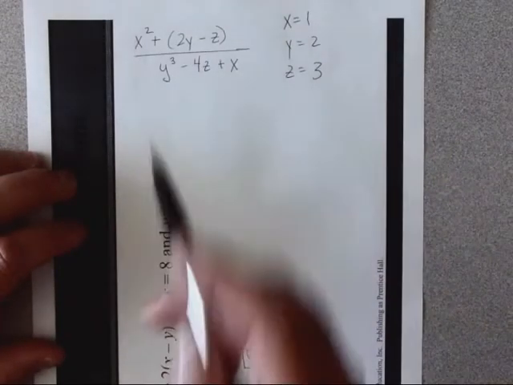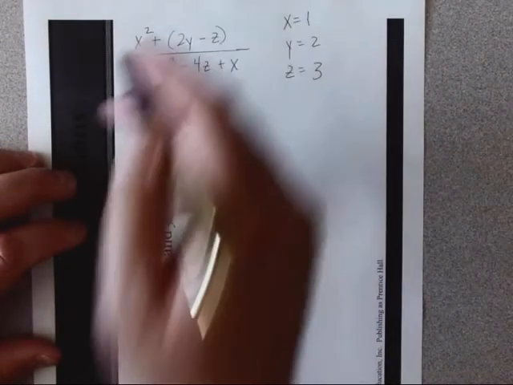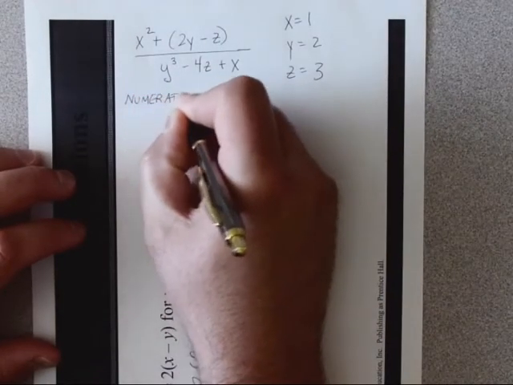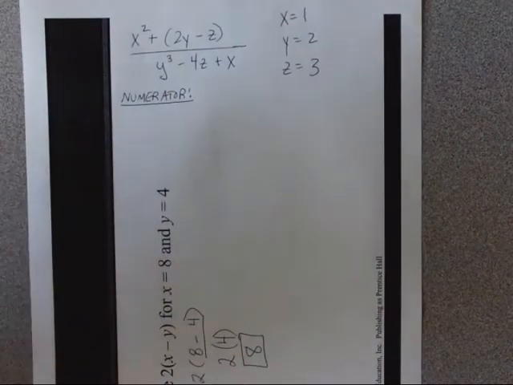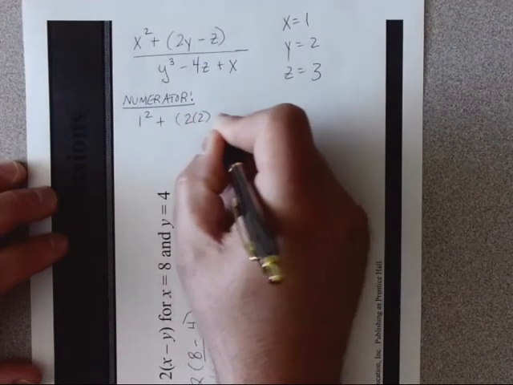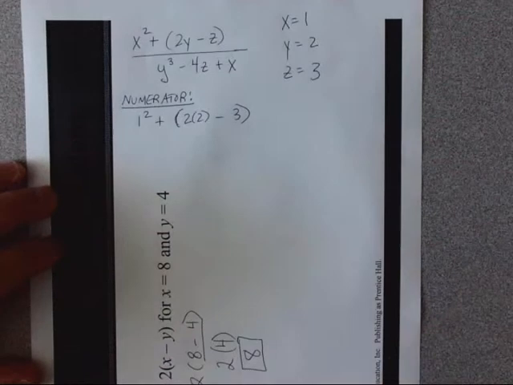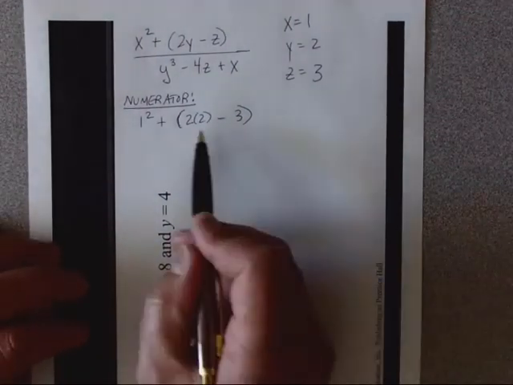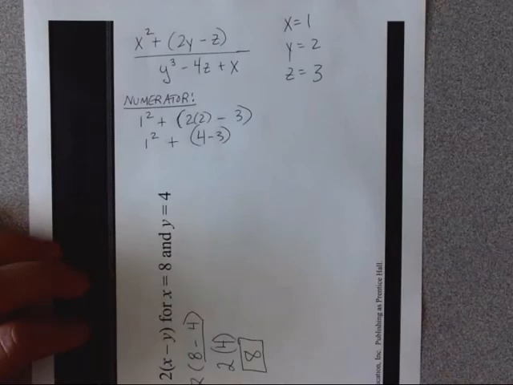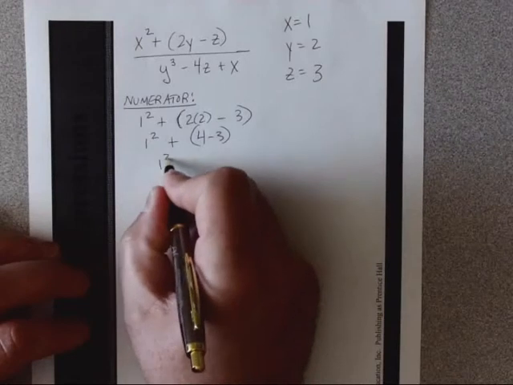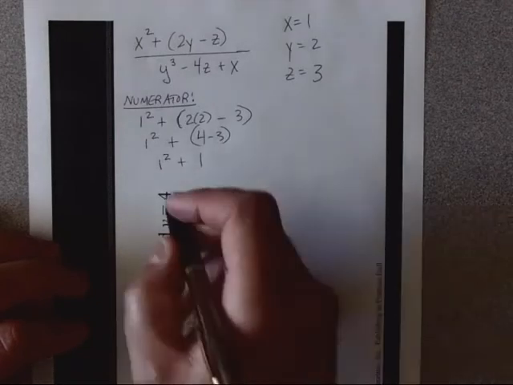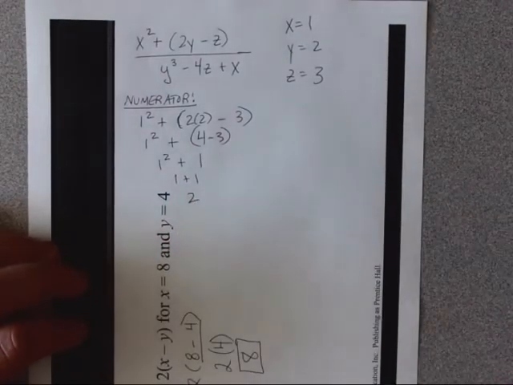So notice you've got a fraction here. When you want to complete a problem in which you have a fraction for your expression, complete the numerator separately from the denominator, and then you'll do the division at the end. So the numerator is 1 squared plus 2 times 2 minus 3. So we do the parentheses, following the order of operations inside the parentheses, so that's going to be 4 minus 3. So we get 1 squared plus 1. And then we do the squaring. So 1 squared is 1 times 1, which is 1. So 1 plus 1 gives us 2 as the numerator.